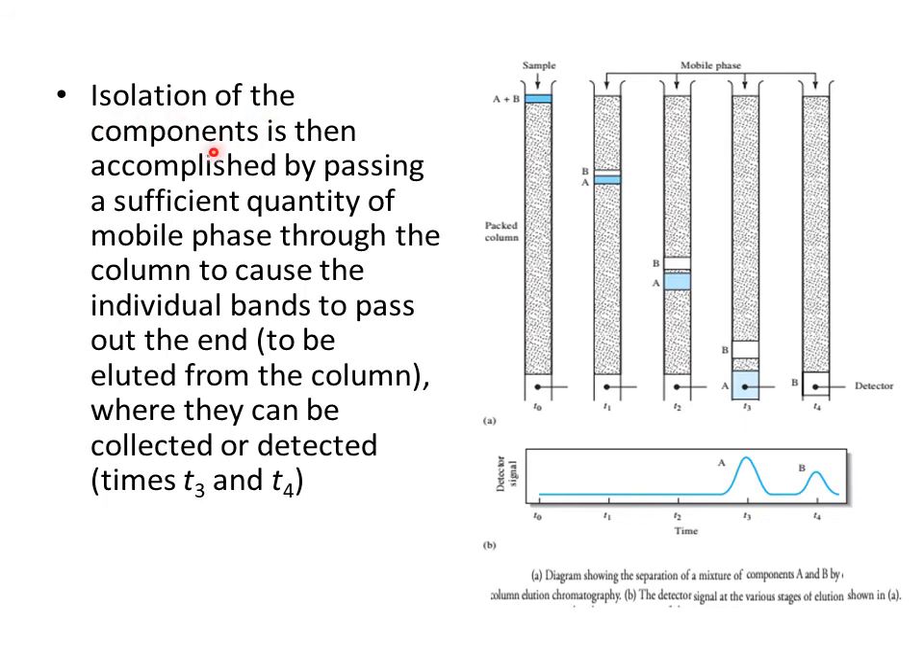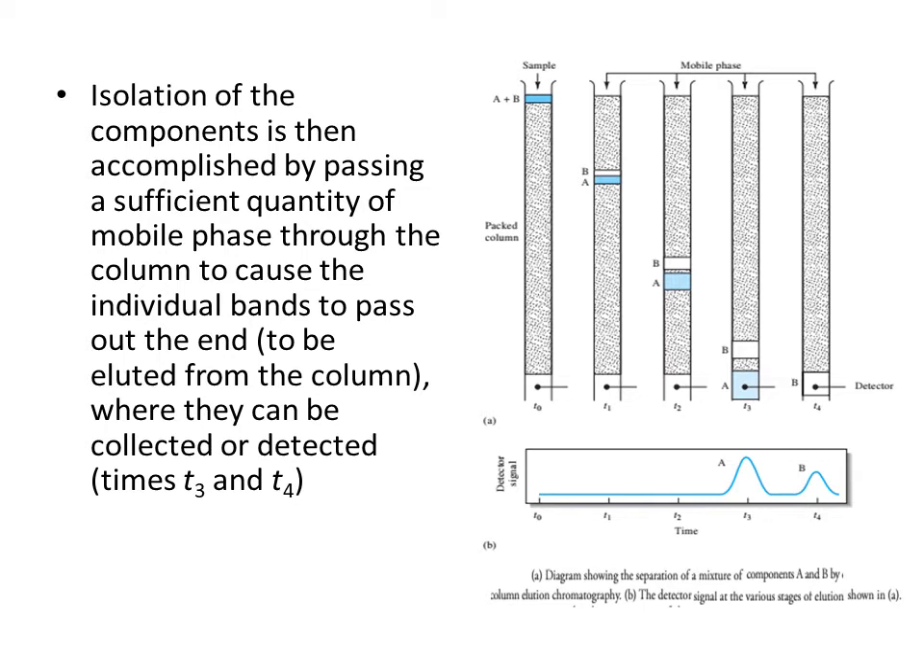Isolation of components is then accomplished by passing a sufficient quantity of mobile phase through the column to cause the individual bands to pass out the end and be eluted from the column, where they can be collected or detected at different times. Here is the column, which is packed with stationary phase. We have introduced the sample, which is a mixture of two components, A and B. Then we used the mobile phase, that is solvent, to make these sample components flow through the stationary phase.